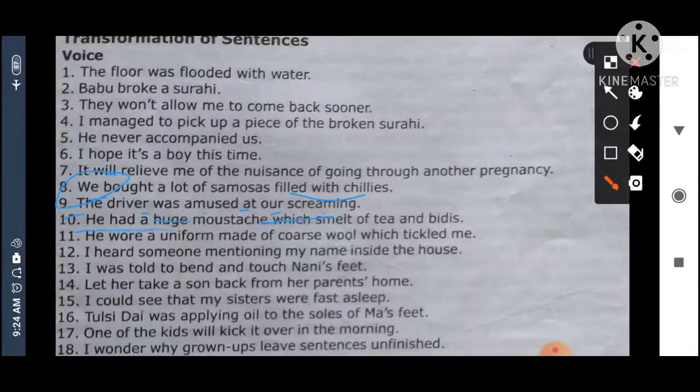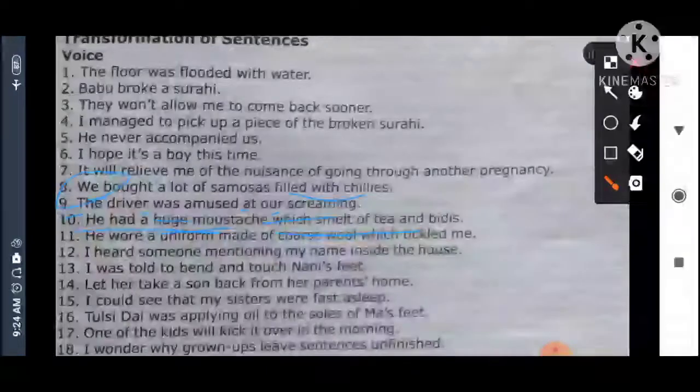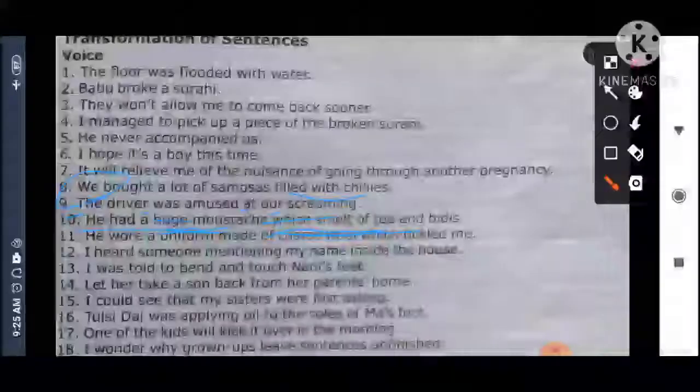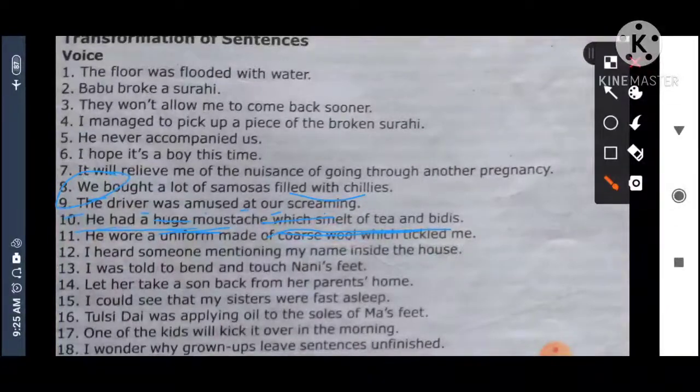He had a huge mustache which smelled of tea and biddies. Now he had is your verb form, to be form also. Huge mustache is your object. So your sentence is like this: a huge mustache which smelt of tea and biddies was had by him. ये जो पूरा सेंटेंस आपका वर्ब है, क्योंकि ब्रीथ से सेंटेंस कनेक्ट हो रहा है.